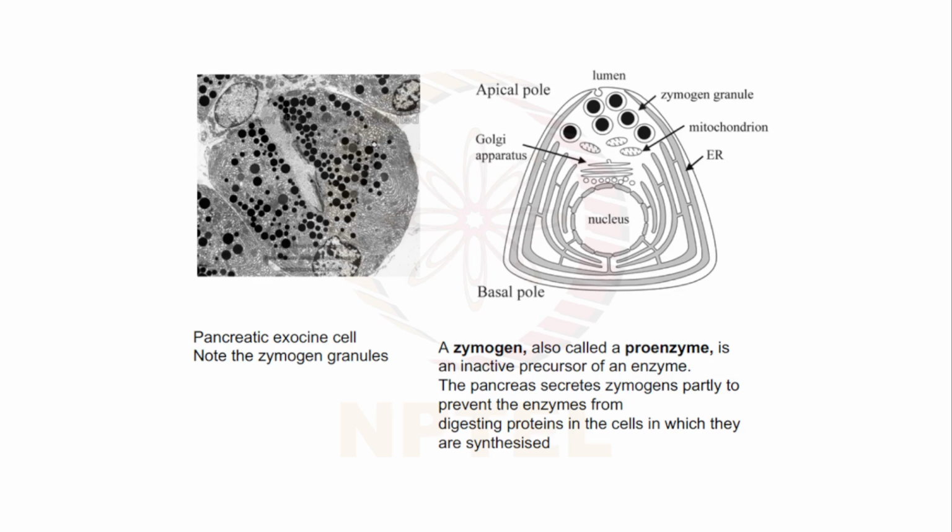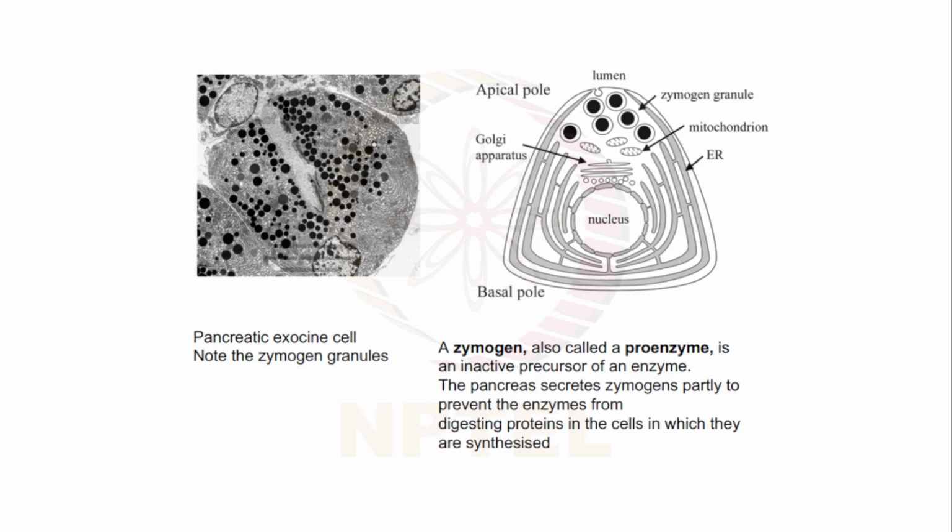And the zymogen is also called the proenzyme. Why is it called the proenzyme? Because it is an inactive precursor of an enzyme. Okay. The zymogen granules have, as I told you earlier, the inactive form of the enzyme, which will be further activated by different kinds of enzymes that are already present and other factors. So the pancreas secretes zymogens partly to prevent the enzyme from digesting proteins in the cell in which they are synthesized. That is why they are kept in an inactive form in the cells.